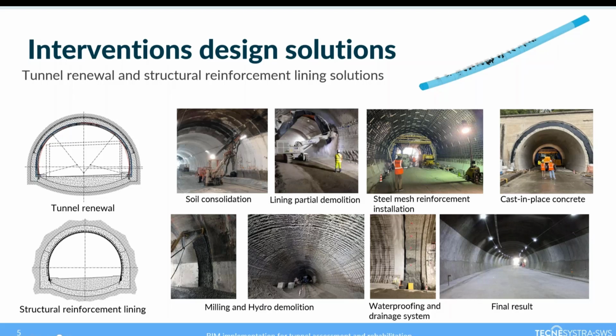This intervention aims at the renewal of the tunnel life for 50 years. So it'll be a new tunnel, basically. The structural reinforcement lining solutions are based on the removal of the pre-existing interventions, the void fillings on the back of the crown for the soil consolidation, hydro demolition, thickness restoration with reinforced mesh, crack stitching, and installation of the waterproofing system, as well as the interception, collection, and drainage of the seepage water from the rock mass.